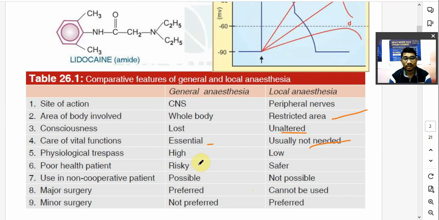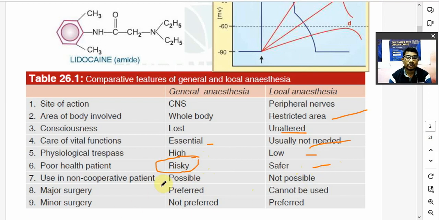What is the risk? Physiological trespass is higher in the case of general anesthesia, but it is negligible in local anesthesia. So poor health of the patient is dangerous for general anesthesia. It is risky, but it is safe in local anesthesia.